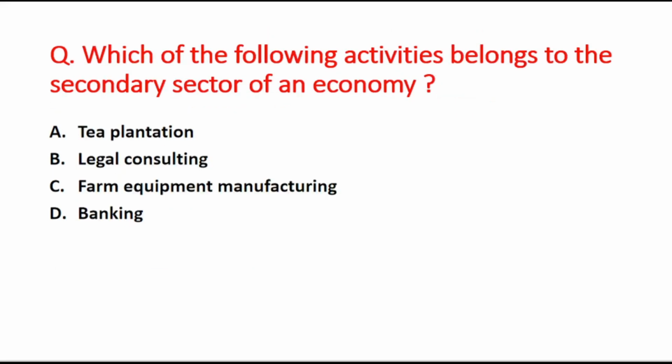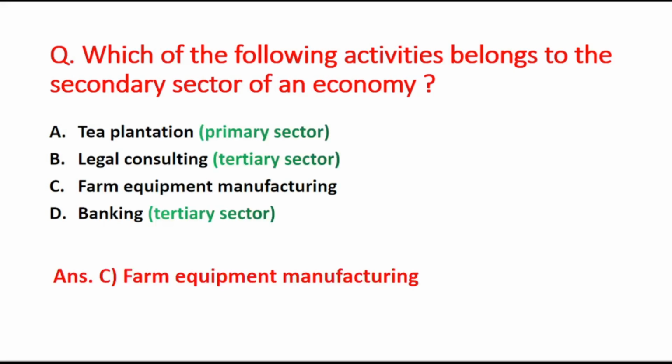Next question is, which of the following activities belongs to the secondary sector of an economy? A option is tea plantation, B option is legal consulting, C option is farm equipment manufacturing, and D option is banking. So the right answer is option C, that is farm equipment manufacturing. Farm equipment manufacturing belongs to the secondary sector, tea plantation is under the primary, legal consulting is under the tertiary sector, and banking also comes under the tertiary sector.